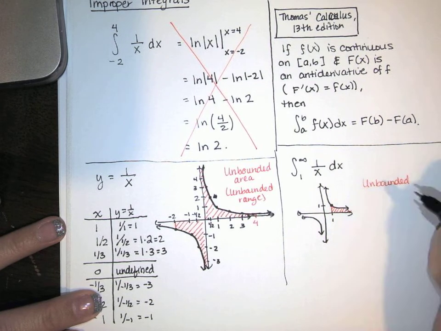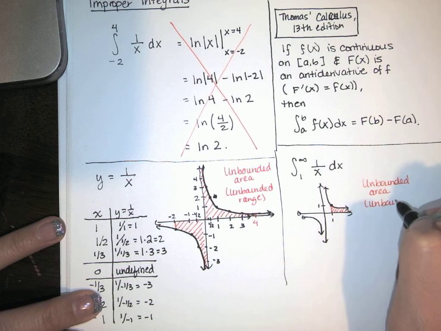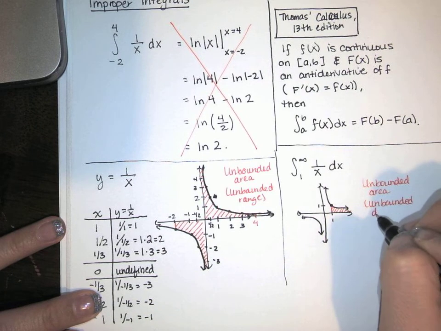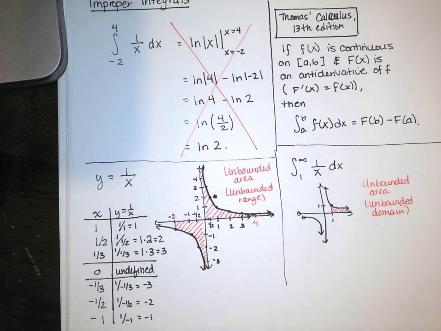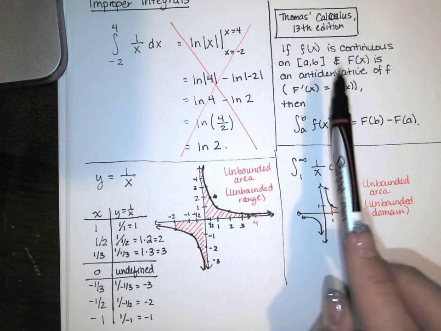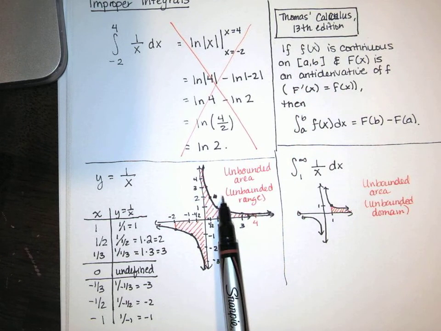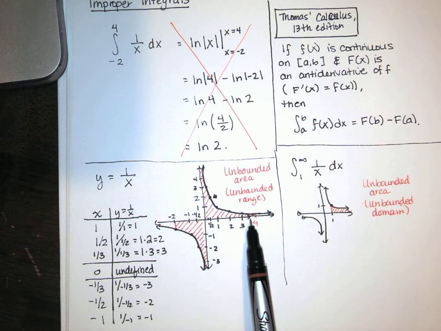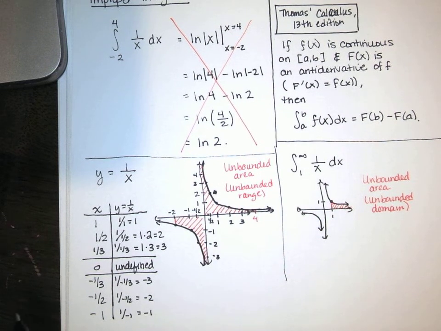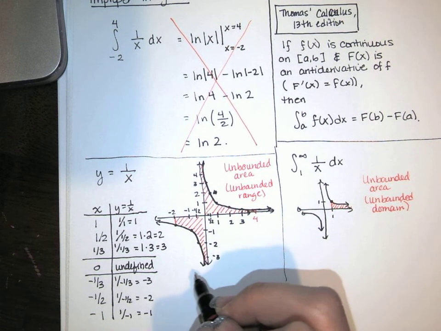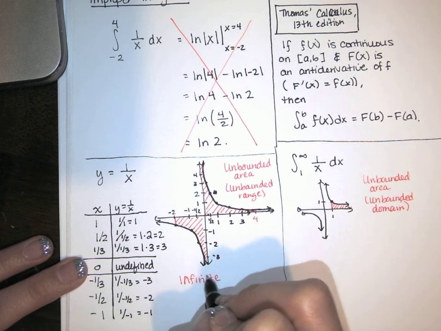And since the area is unbounded, this is because of the unbounded domain. And the fundamental theorem of calculus does not apply. We were told that f had to be continuous on a closed interval from a to b. And this function's not continuous on the closed interval from -2 to 4. This function has an infinite discontinuity at x equals 0. So you've got one type of improper integral that results from infinite discontinuities.